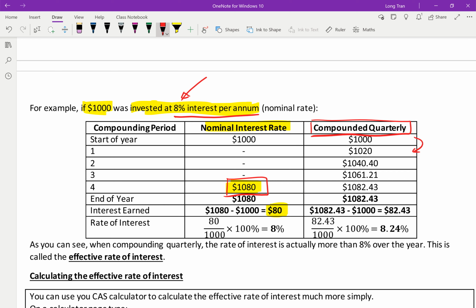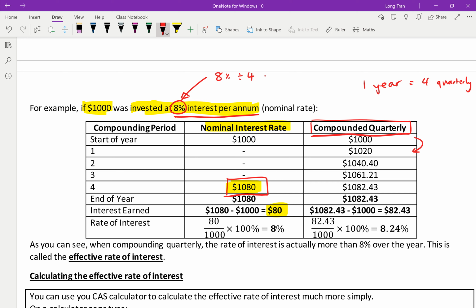Now, how did they get 1,020? If they compound it quarterly, in 1 year, how many quarterlies are there? How many quarterlies are there? 4. There are 4 quarterlies in 1 year. So what that means is your 8% interest per annum is no longer 8%. It is now 8% divided by 4, because every quarter you want to know how much that percent is going to end up being in that year.